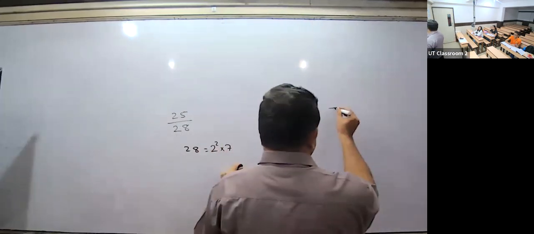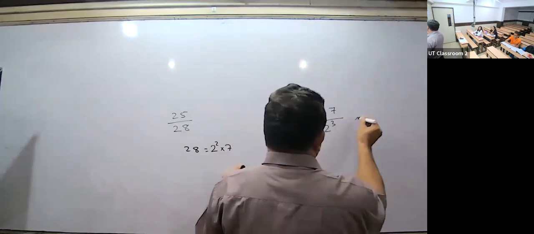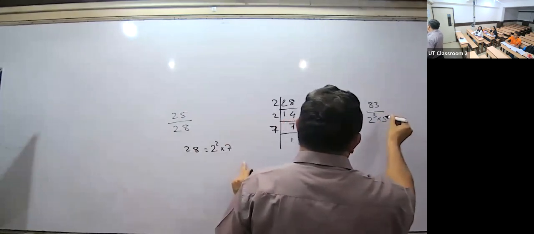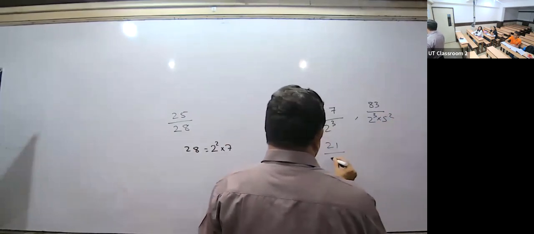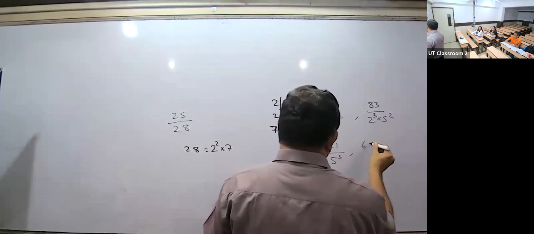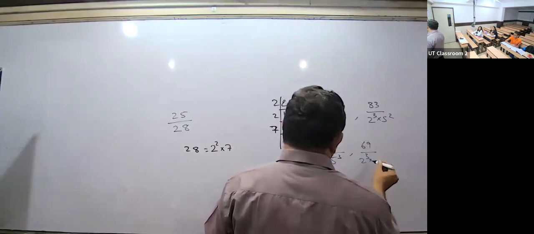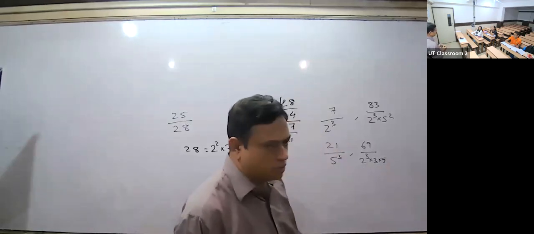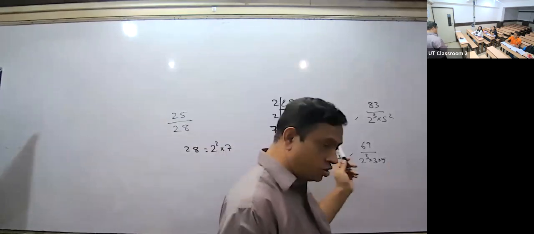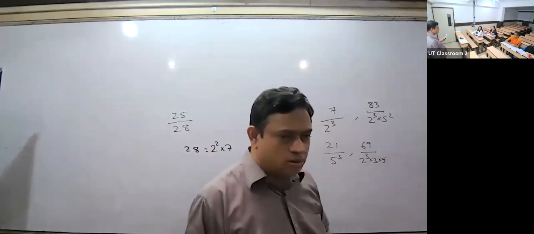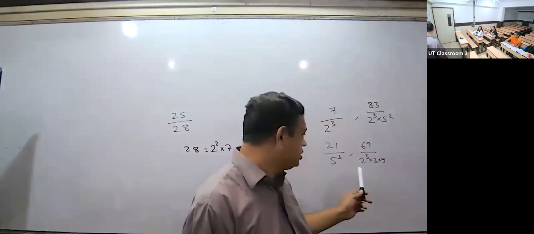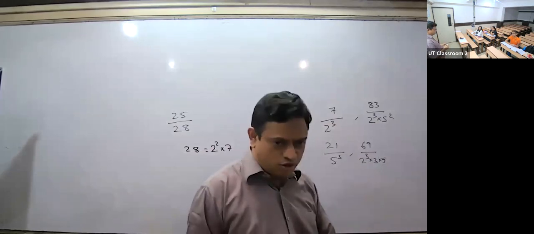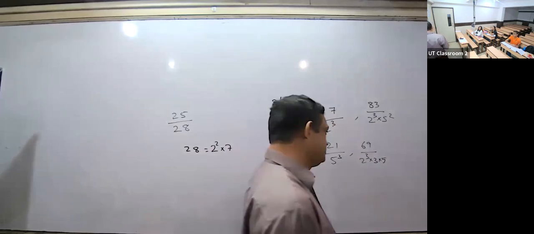I will write some examples. Suppose it is 7 upon 2 cube. Another one, 83 upon 2 cube into 5 square. 21 upon 5 cube. 69 upon 2 cube into 3 into 5. First one, what type of number? Terminating, the denominator has 2 only. Second one, terminating. Third one, terminating. Fourth one, recurring because the denominator has 3.